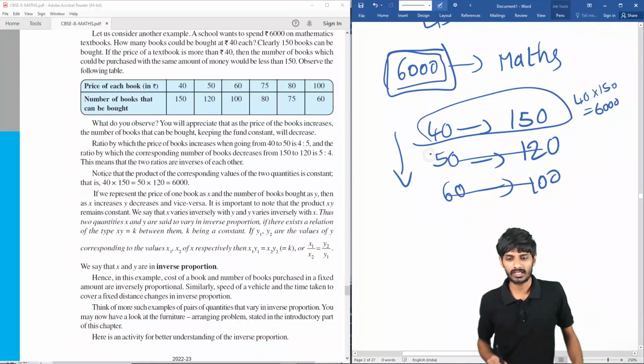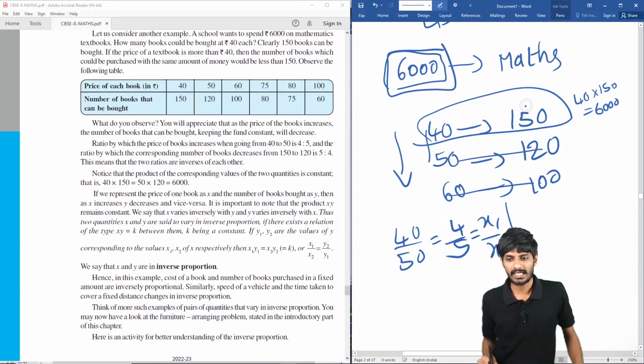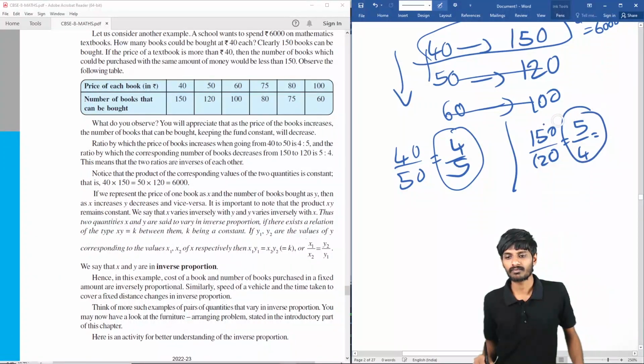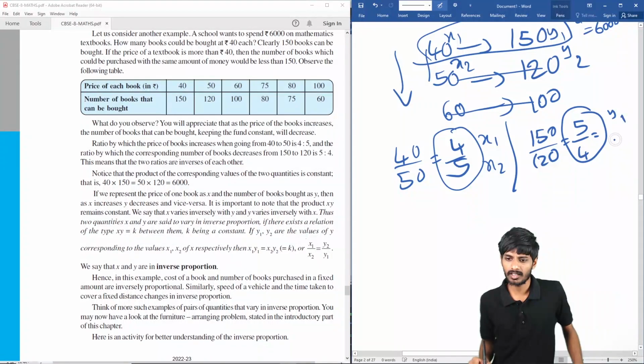If you see here, the ratio 40 by 50 is how much? It is 4:5, which is x1 by x2. And in the case of books, 150 by 120 is 5 by 4, which is y1 by y2. So in both cases, what you can observe is the ratio is reversed. It is x1, x2, y1 and y2.